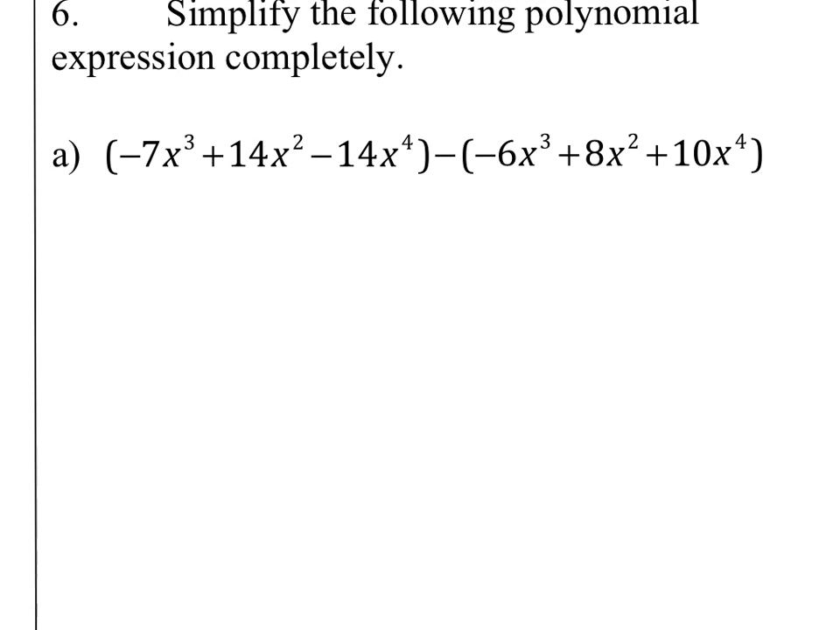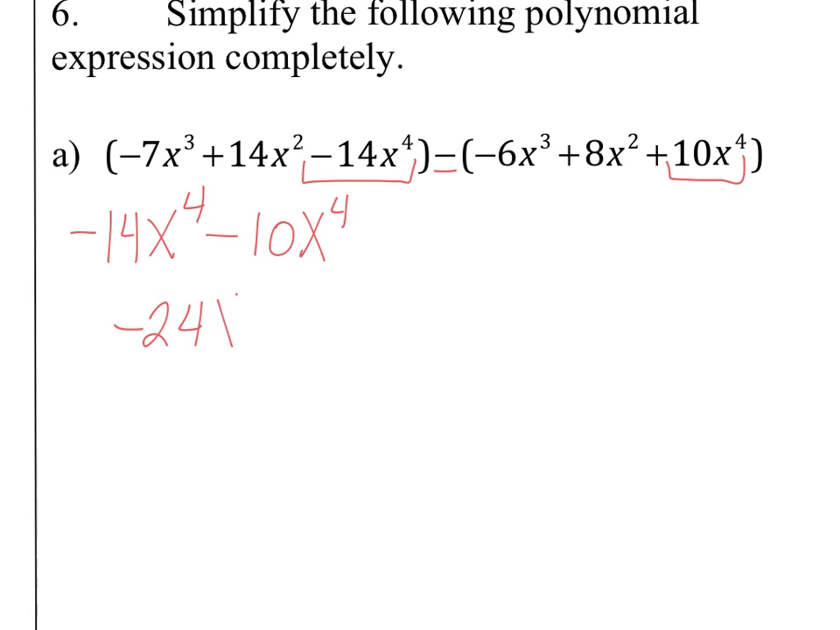Here I'm going to look for some like terms. And I like doing things in order, so I'm going to look for the highest degree, in other words, the highest exponent first. All right, 3 and 2 and 4, that's my winner. So negative 14x to the fourth minus 10x to the fourth. Okay, that's going to be negative 24x to the fourth.